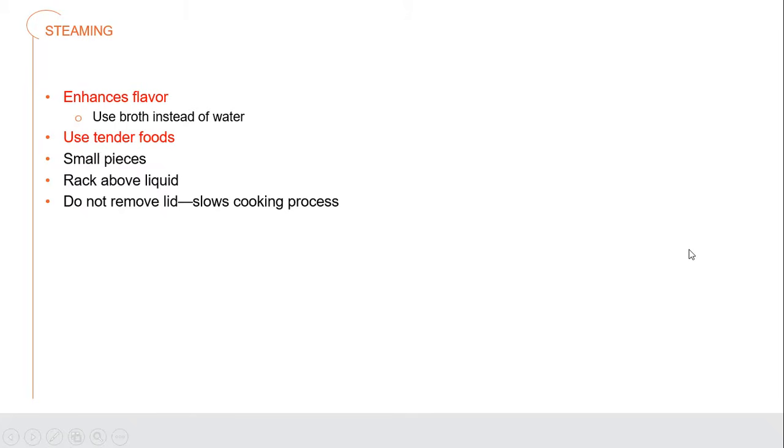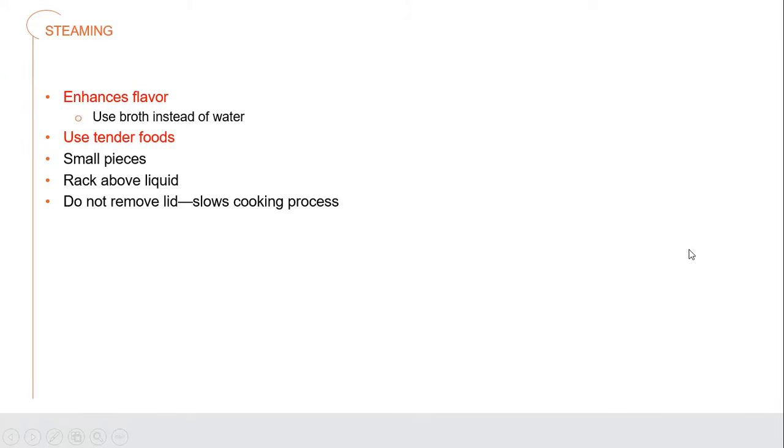So steaming enhances the flavors of food. You can use things like broths and other liquids to actually steam the food in to give more flavor. Generally, you would use tender foods to be able to steam. They are well suited for that. And you're going to want to make sure you have small pieces so they cook fairly quickly, so that the outside edges of that food aren't overcooking and breaking down.